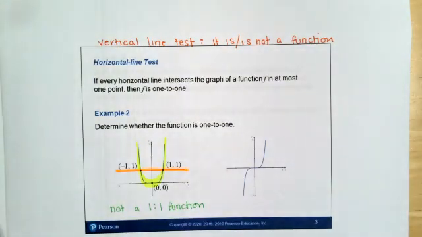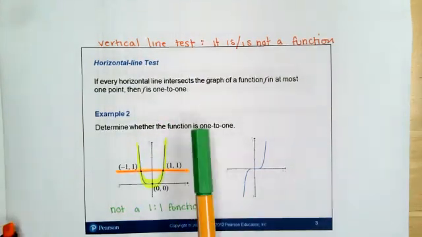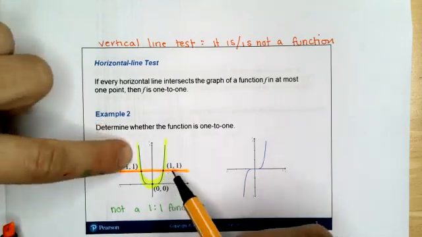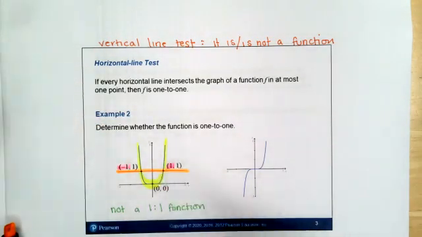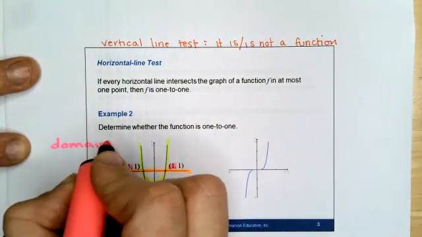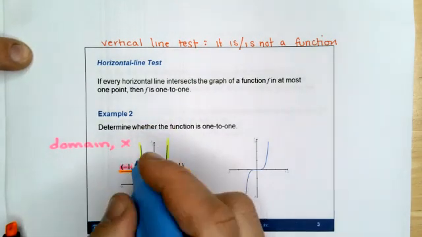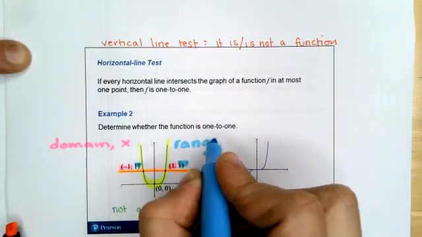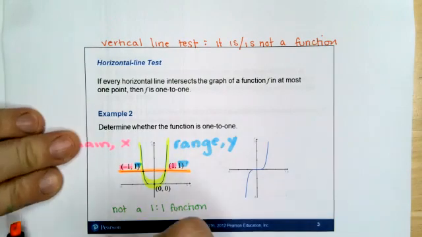Okay. The inputs are unique. The x values are all unique. It will pass the vertical line test. It will not pass the horizontal line test. The outputs are the same here, right? We have different x's, which is my domain or my x, and then my range or my y is repeating. My range is not unique.